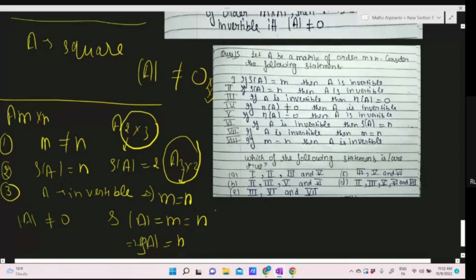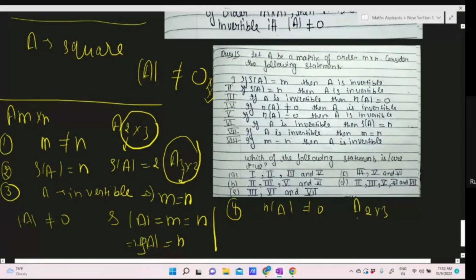If you talk about option number 4, if nullity of A is non-zero, then A is invertible. Given that nullity is non-zero, let us take a matrix A to be of order 2 cross 3.